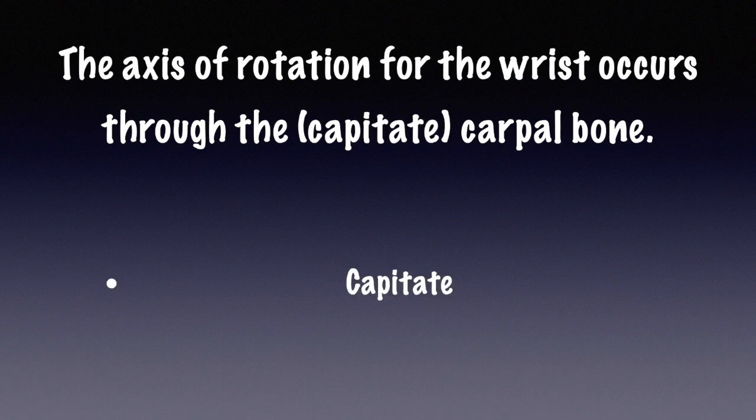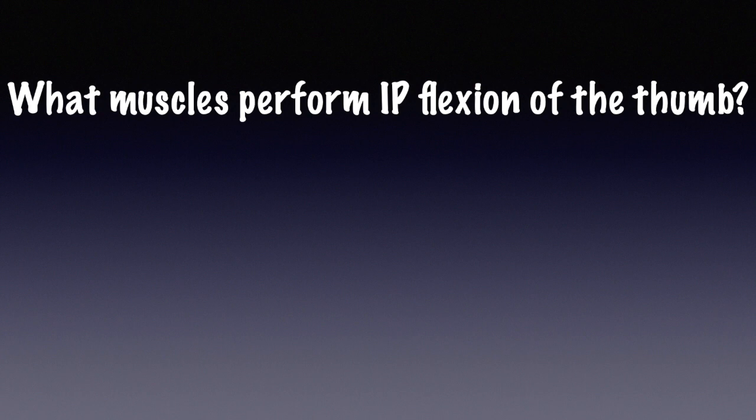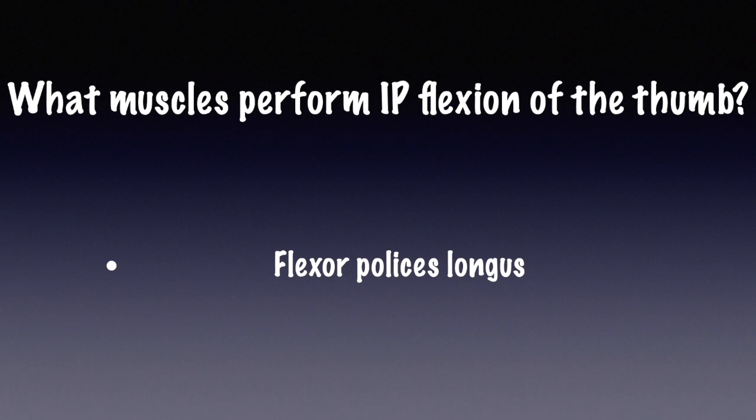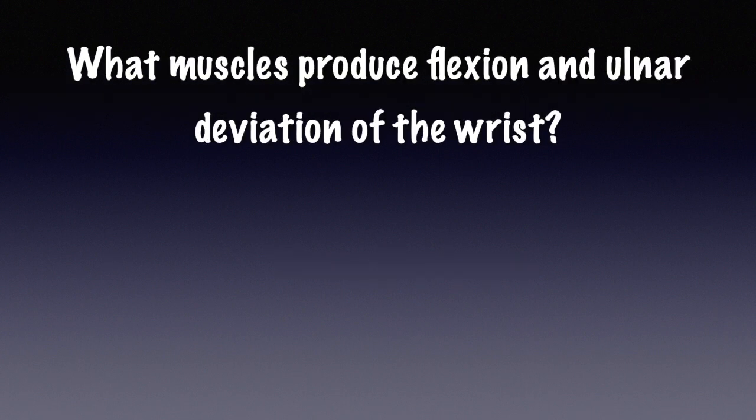The axis of rotation for the wrist occurs through the capitate carpal bone. What muscles perform IP flexion of the thumb? Flexor pollicis longus. What muscles produce flexion and ulnar deviation of the wrist? Flexor carpi ulnaris.